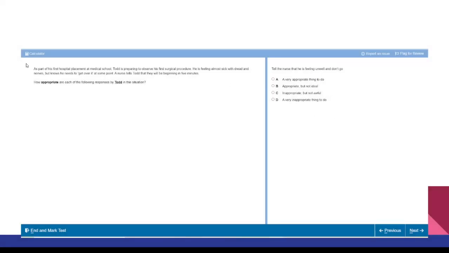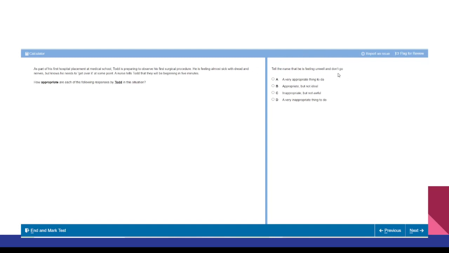So here again, this will be the same question, same text, but what we have to rate would be different. So, tell the nurse that he is feeling unwell and doesn't want to go. And so if we read through here, it's good that he's told the nurse that he's feeling sick and that his nerves are basically letting him down.